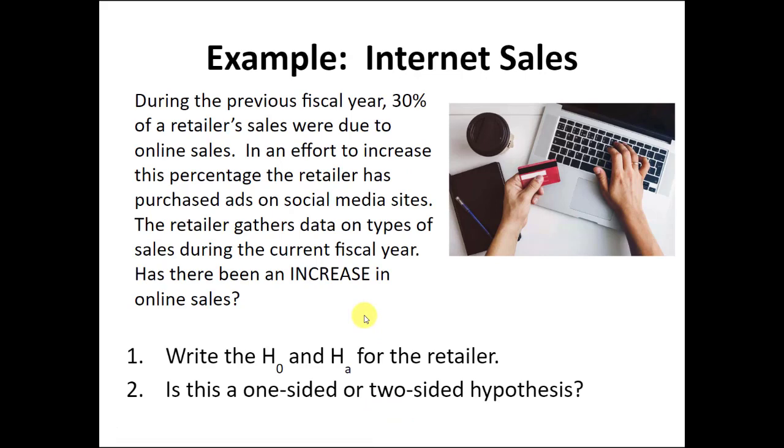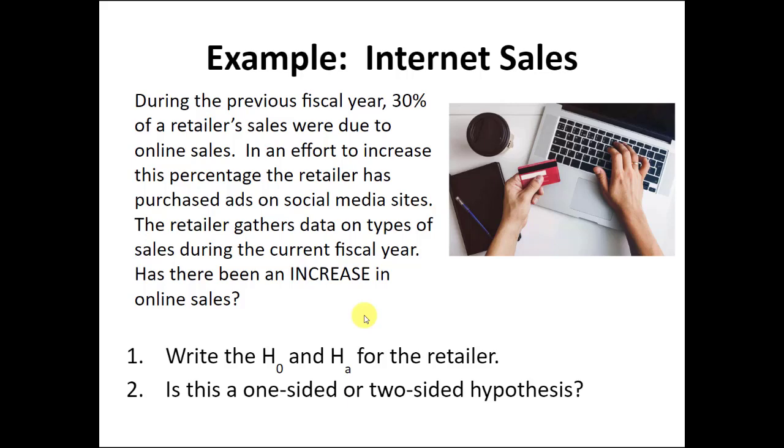Here's the same question, but there's just one word difference. During the previous fiscal year, 30% of the retailer's sales were due to online sales. In an effort to increase this percentage, the retailer has purchased ads on social media sites. The retailer gathers data on types of sales during the current fiscal year. Has there been an increase in online sales? Write the H0 and the HA for the retailer. Is this a one-sided or two-sided hypothesis?